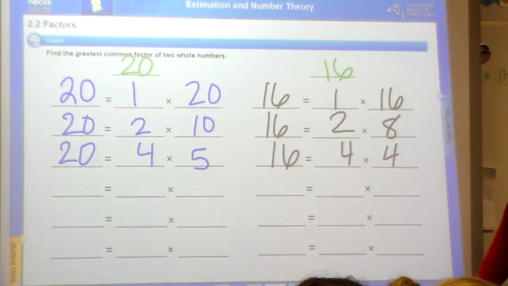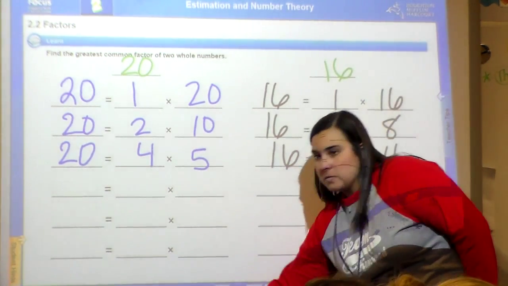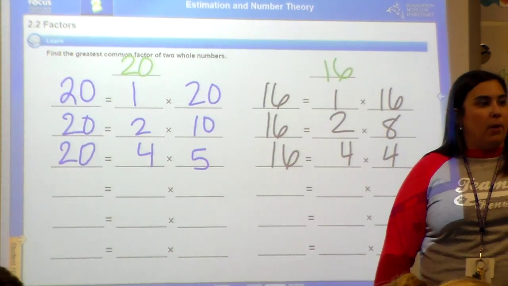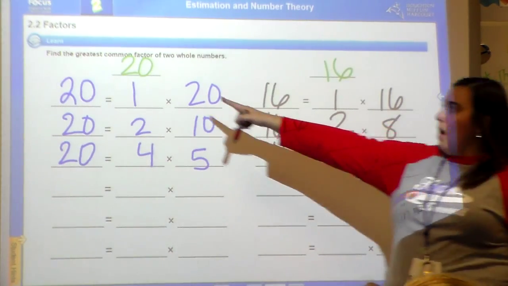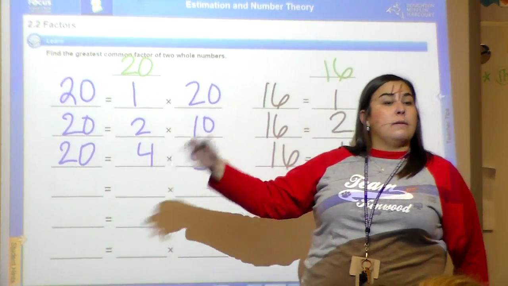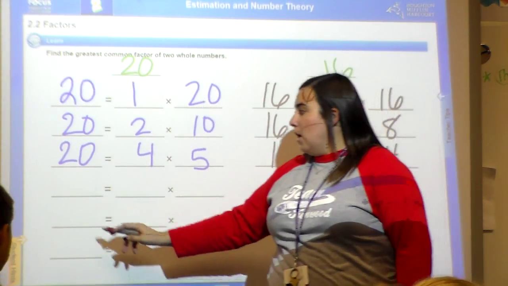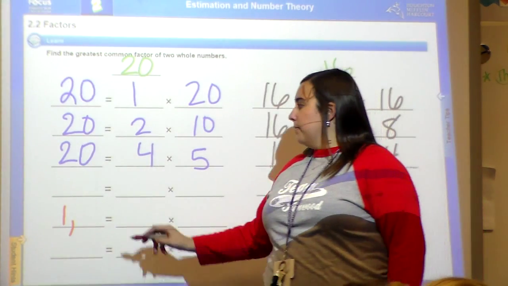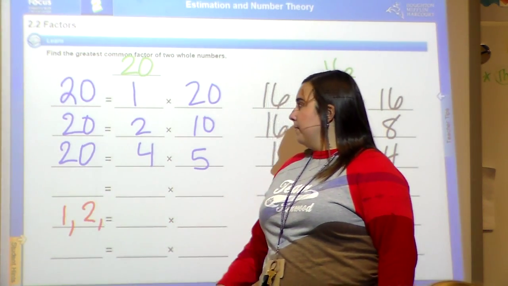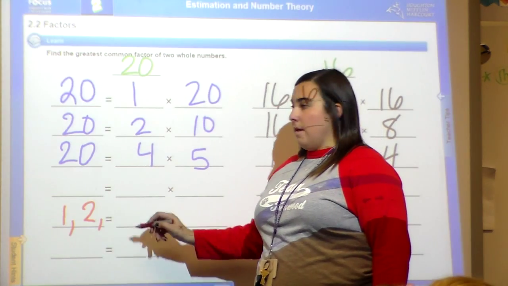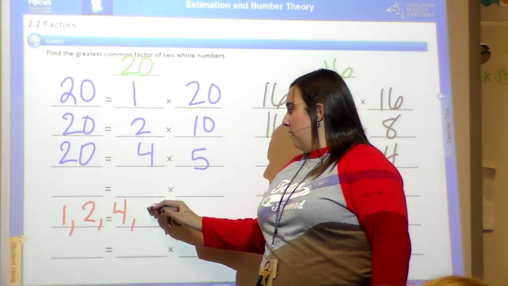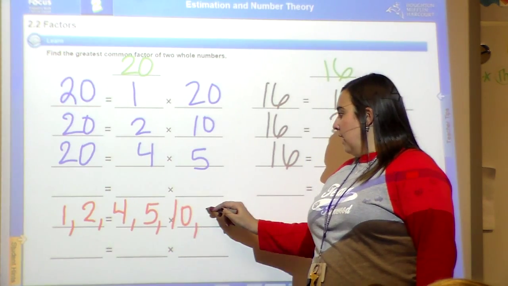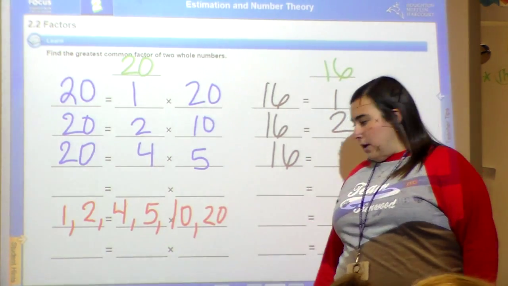Very good. So now, let's figure out what factors they both have. So we're going to write out in order from least to greatest the factors of 20. I should start with 1. What comes next? Tell me. 2, 4, 5, 10, and 20. Okay? How do we check our work?